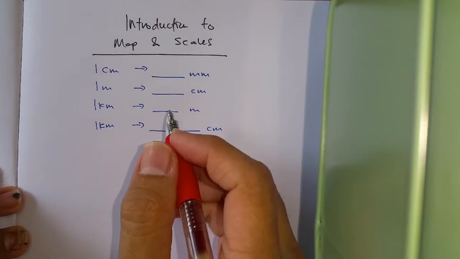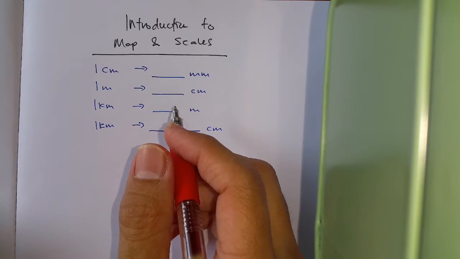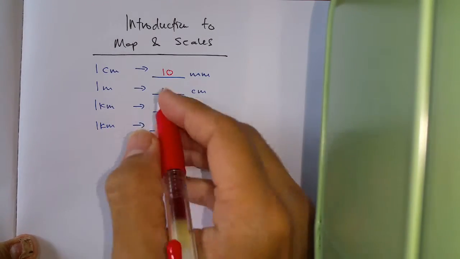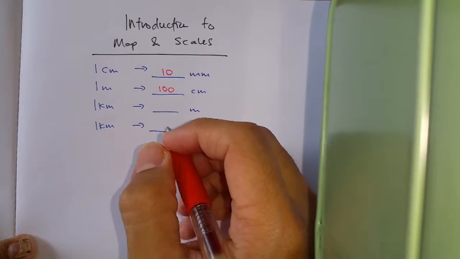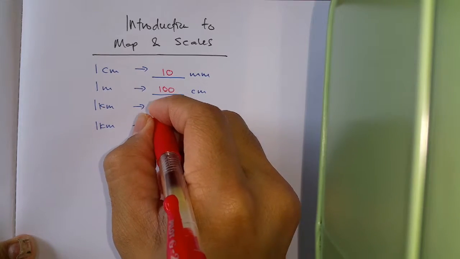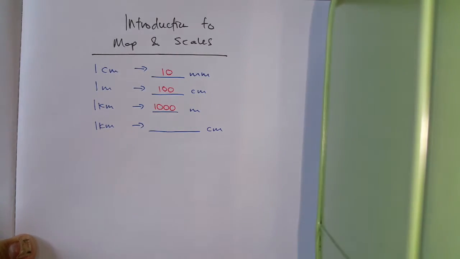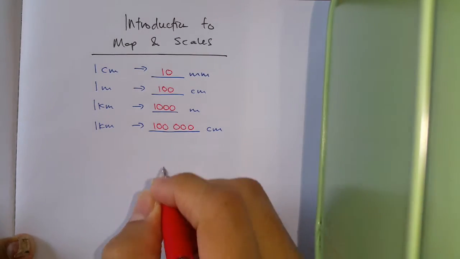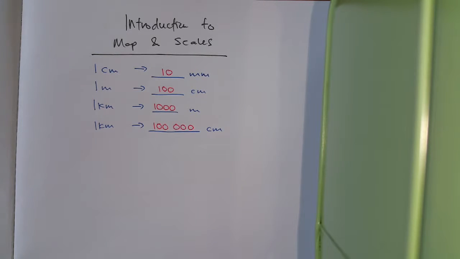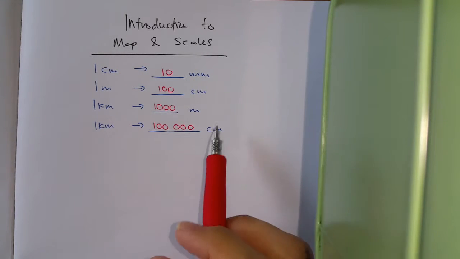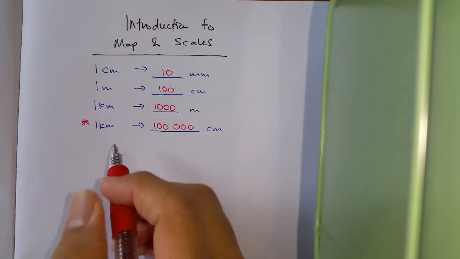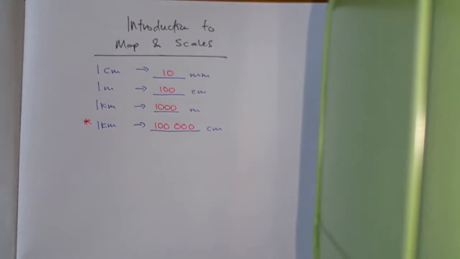1 cm, as you can see from your ruler, is 10 millimeters. 1 meter is 100 centimeters, 1 kilometer is 1000 meters, and as mentioned earlier, 1 kilometer is 100,000 centimeters. Okay, so these four conversions we have to know, but the most important one is the kilometers to centimeters conversion.